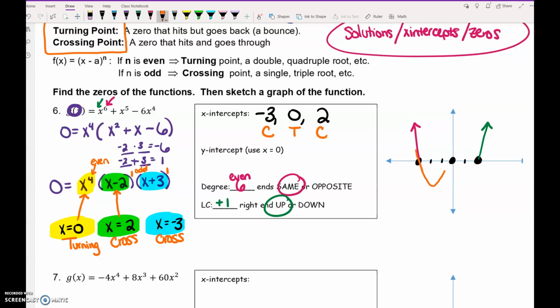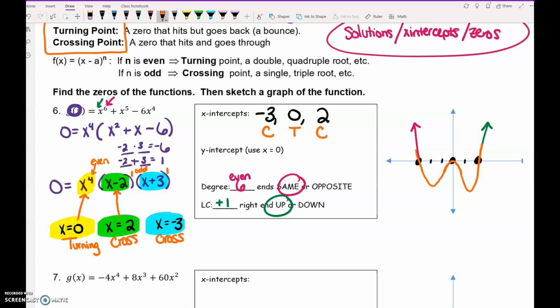Are we going to cross or are we going to turn? Turn. That means we're going to go up and just bounce off of the x-intercept. Imagine that your graph is like a ball following a path. It crosses through -3, it comes up, it bounces off of 0, and then it's supposed to cross at 2. So that crossing and turning information tells us how we get from the left side of the graph to the right side of the graph.